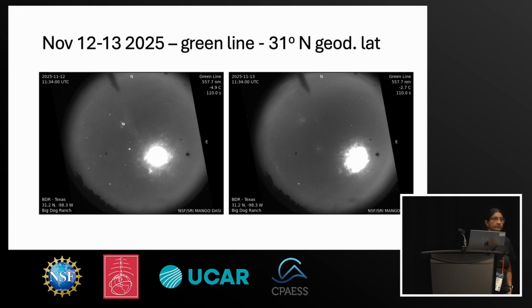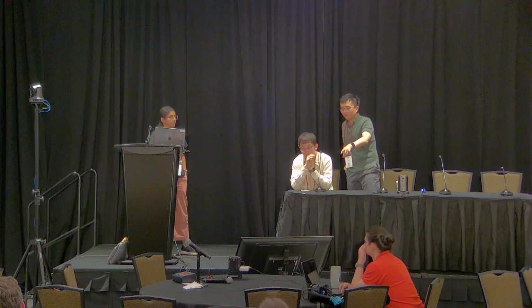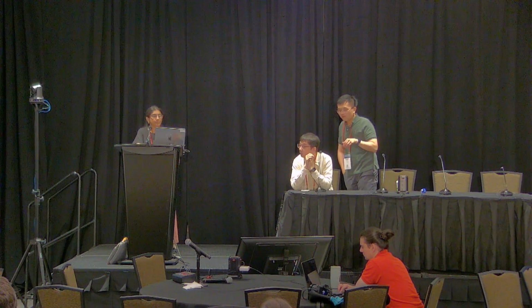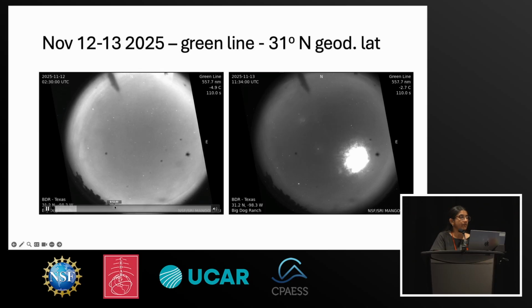All right, any questions? We can take 1 or 2 questions. All right, so for this one, it's from Texas. So it's the event when the aurora reached Texas. Yeah, this is when the red line aurora definitely reached Texas. The green line aurora you see in the northern edge, so it's not really reaching Texas, but it is very, very low latitude.